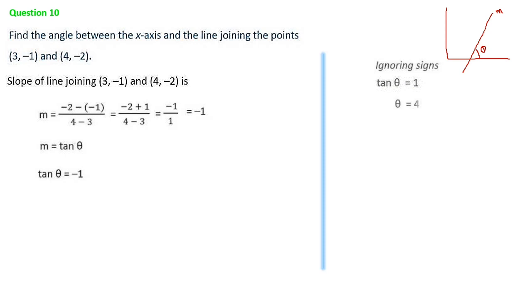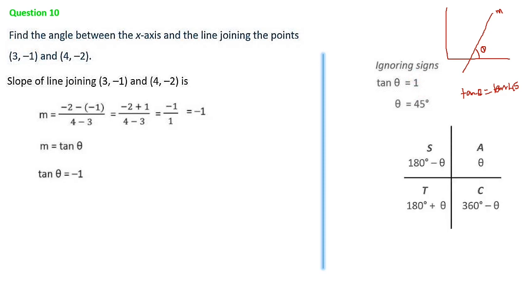Tan theta equal to 1, we can take that theta is equal to 45. We know from trigonometry that tan theta equal to 1 means we can write tan theta is equal to tan 45, because the tan 45 value is 1. Therefore theta equals 45. Now when we put here minus 1, what will happen?